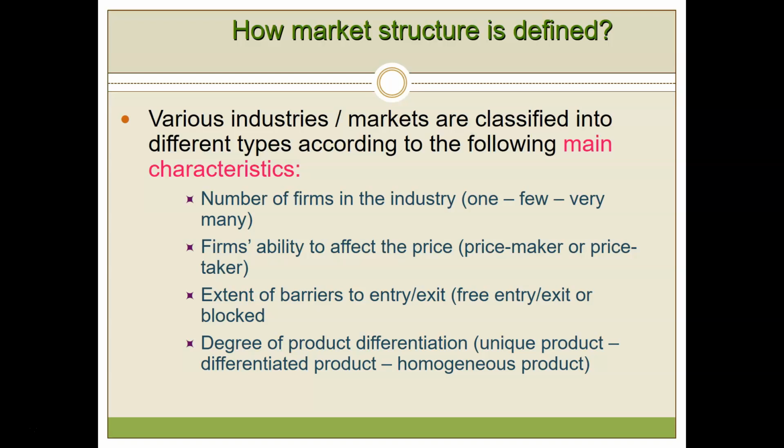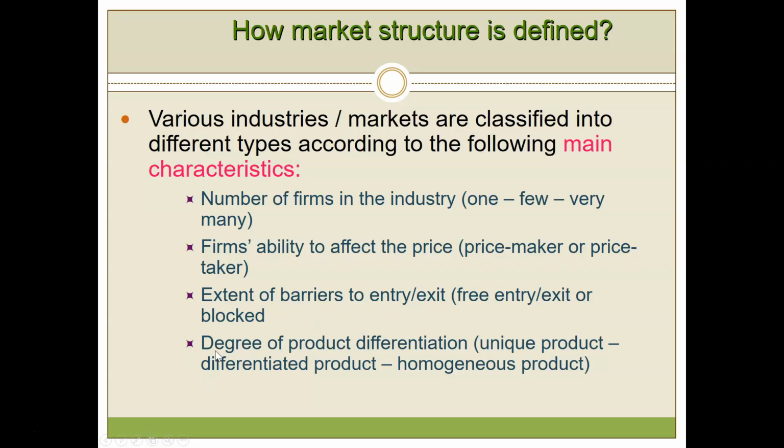Some markets are blocked. You cannot set up your own nuclear power station, for example. It would be extremely difficult or impossible. However, you can easily set up your own farm if you wish to do so. So how easy or difficult it is to enter a particular market or exit from it. This is our third criteria.